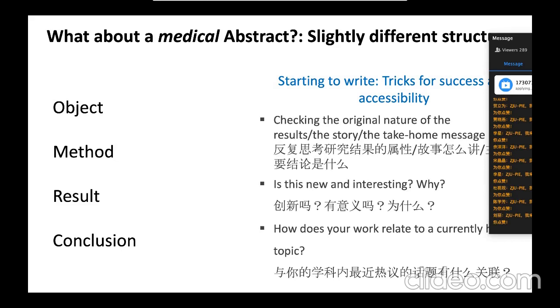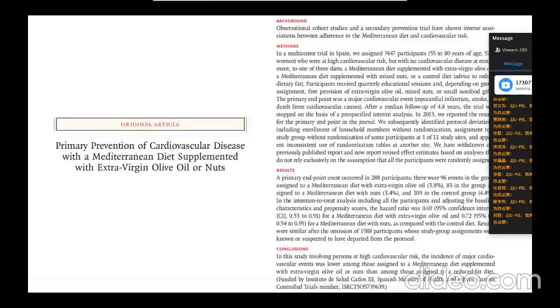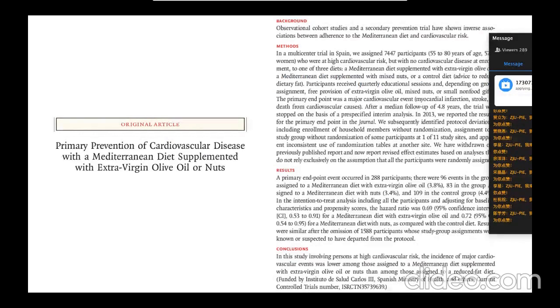So starting to write, starting to edit, your tricks for success and accessibility are here. The original nature: is the study new and interesting? How does your work relate to a current hot topic? And having that structure is so important. It's key to being an editor and as a writer when putting abstracts together.